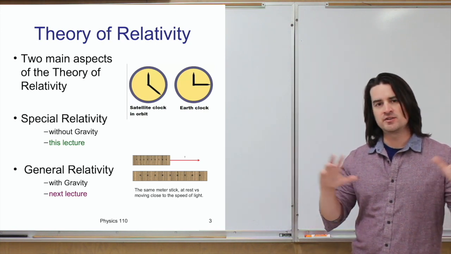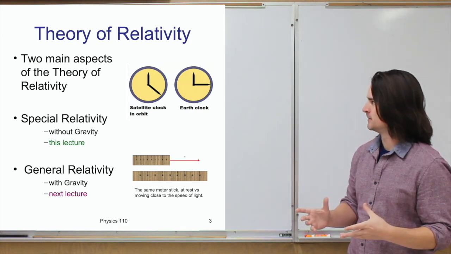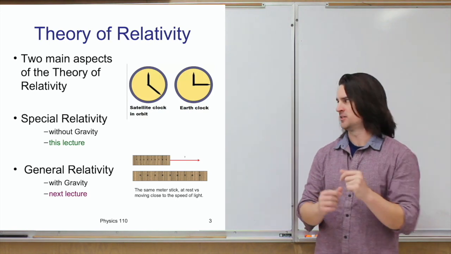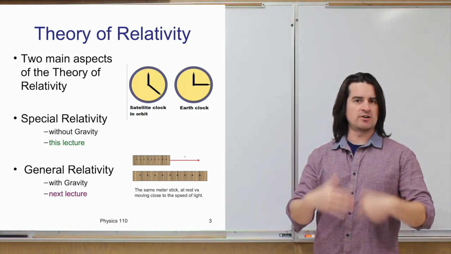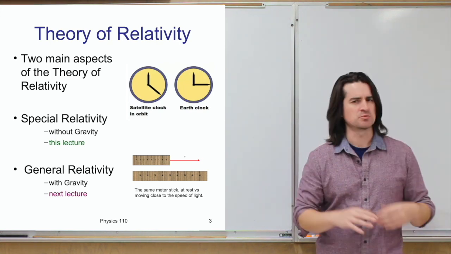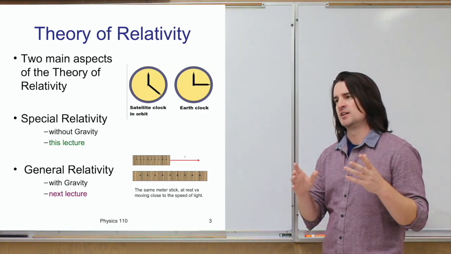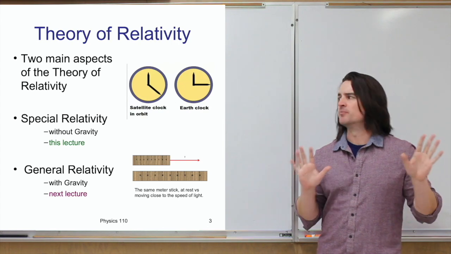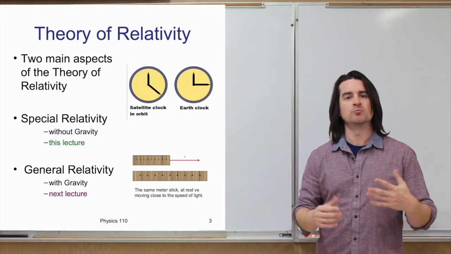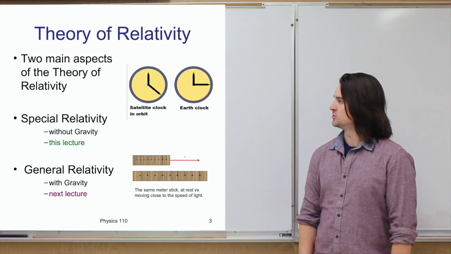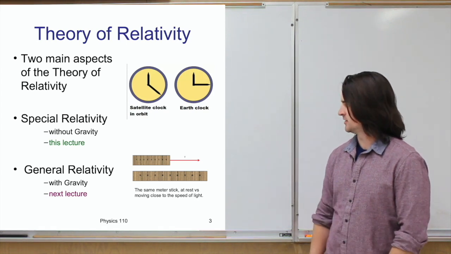Within the theory of relativity, there are really two main aspects. One is what we call special relativity. One way of thinking about special relativity is essentially relativity without gravity, and not just without gravity, but without anything accelerating. Gravity tends to apply forces to things, which accelerates them. So no gravity, no acceleration, that's special relativity. General relativity is essentially with gravity and with things accelerating. This lecture is going to be all about special relativity, and next time we'll talk about general relativity.